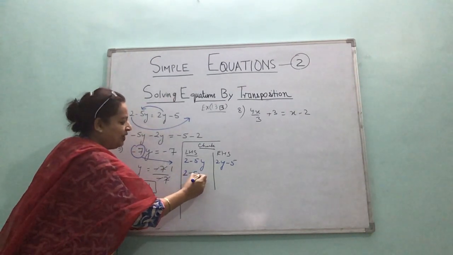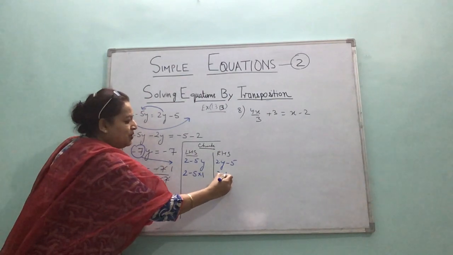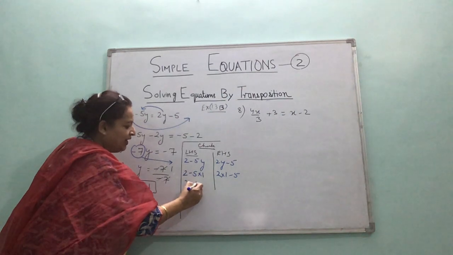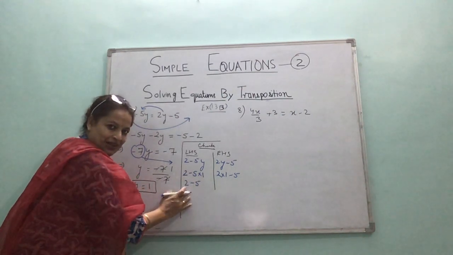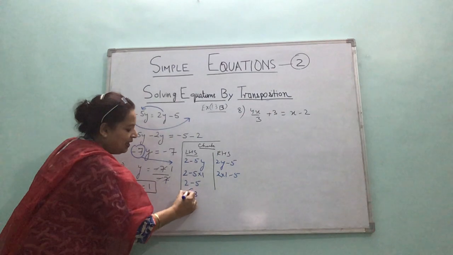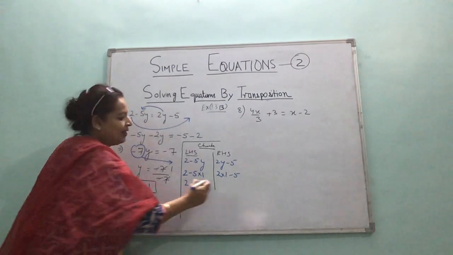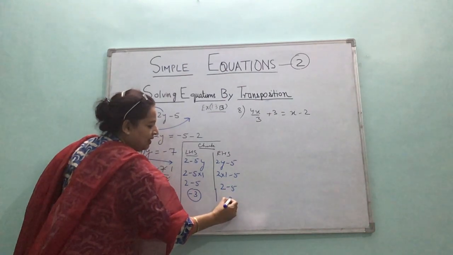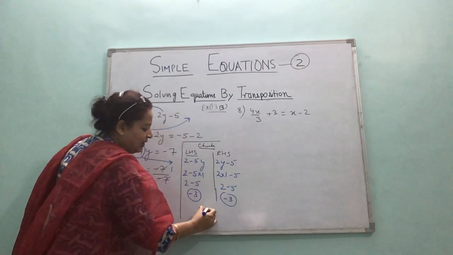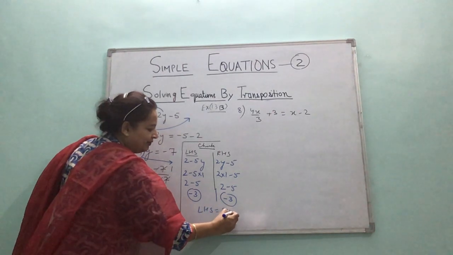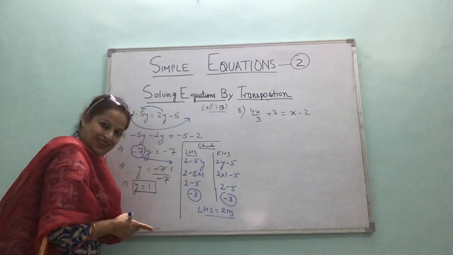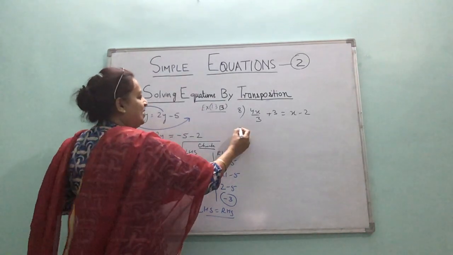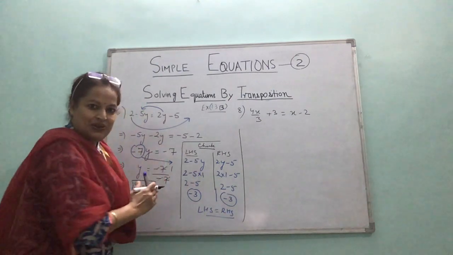2 minus 5 into 1 and 2 into 1 minus 5. Well, 2 minus 5, opposite signs, we always subtract. Put the sign of the greater numerical value. And 2 minus 5, opposite signs, minus 3. Is LHS equal to RHS, children? Yes. Right? Clear? Okay, children. Now things are very easy because you have understood this.